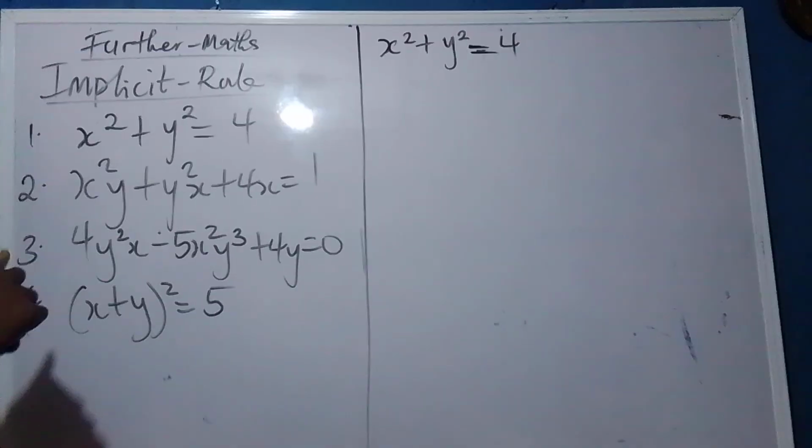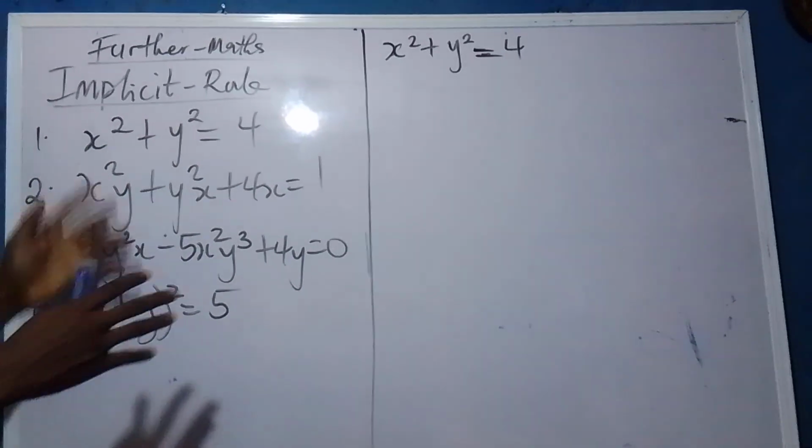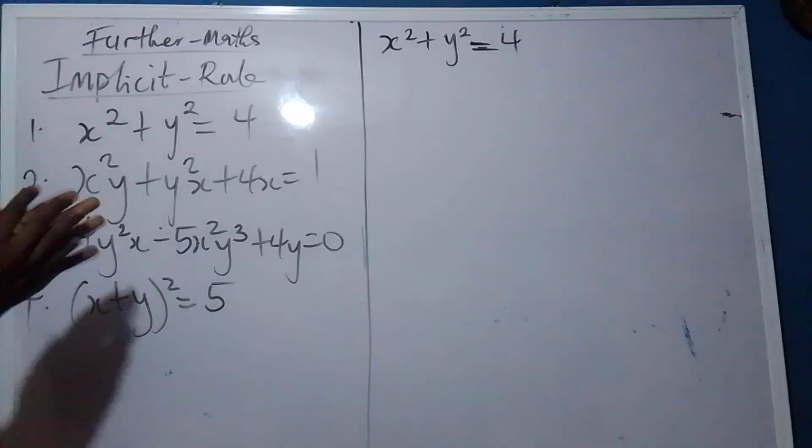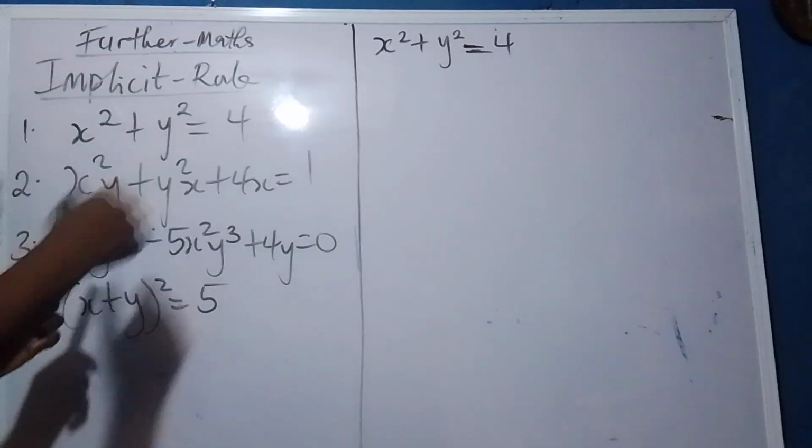So we have so many examples here. We have x squared plus y squared equals 4, and others. So what we want to do is solve these questions one after the other. So I want to solve number one.